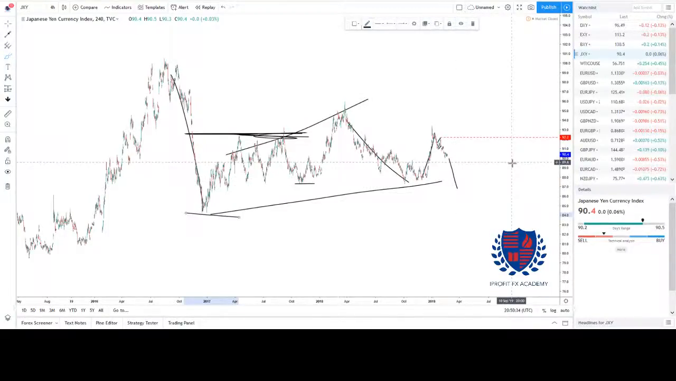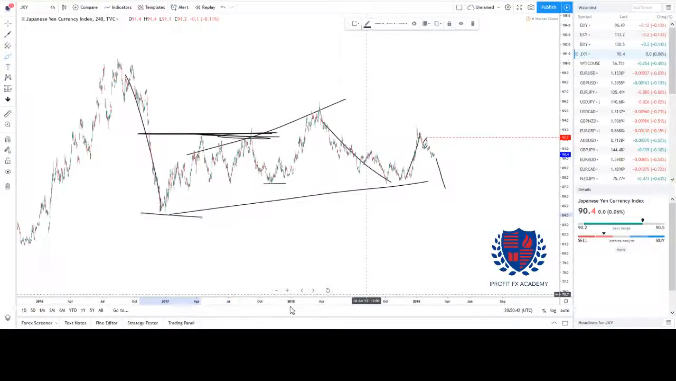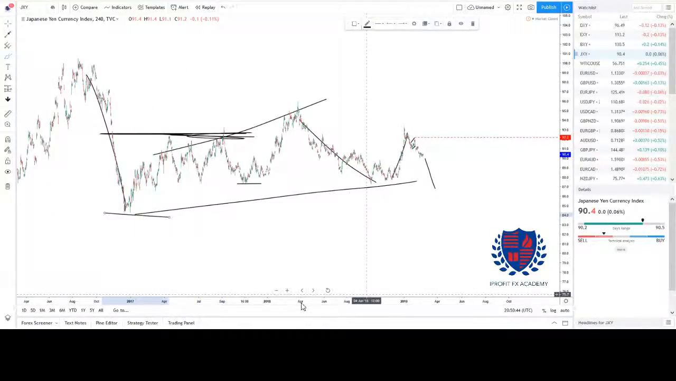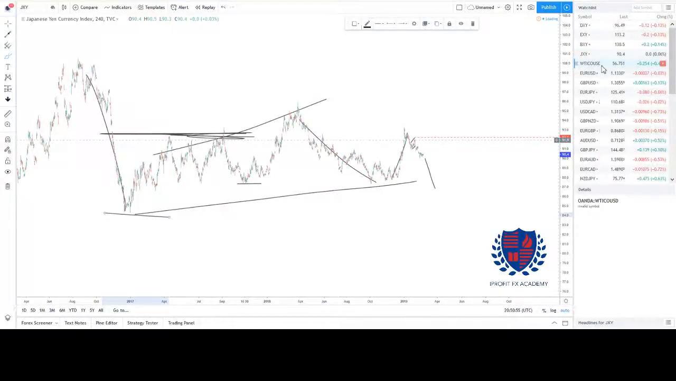So if you're looking at the dollar yen, the euro yen, the pound yen, we could have some upside this week and this month on those pairs. So make sure you are managing structure and identifying what you have to identify before entering these trades. Let's go to oil.